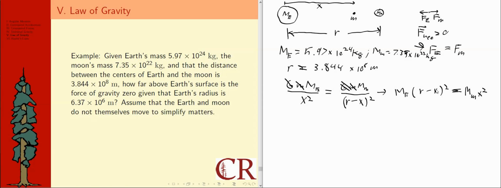We'd like to solve for x, right? So again, our goal is solve for x. Looks easy, right? There's a bunch of squares and stuff here. I think what we're going to have to do is we're going to have to kind of multiply out this binomial statement right here, r minus x squared. We're probably going to want to subtract the m sub m x squared to the other side. And what we're going to wind up with is a quadratic.